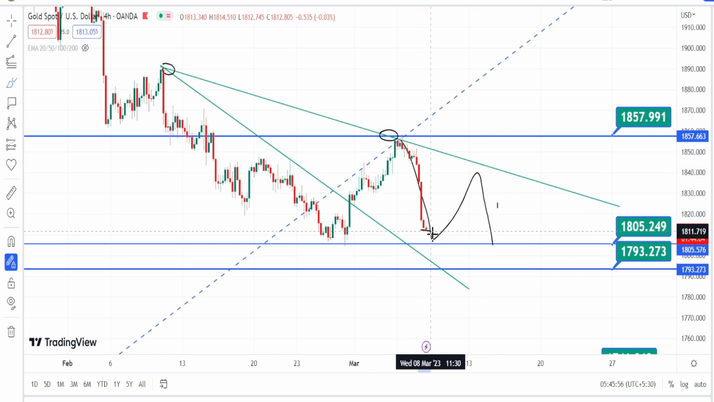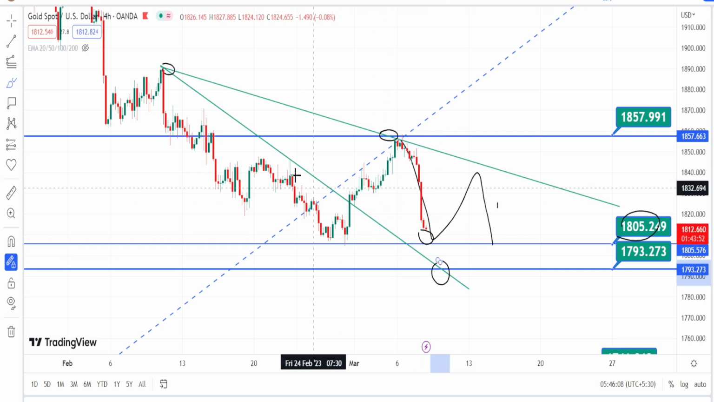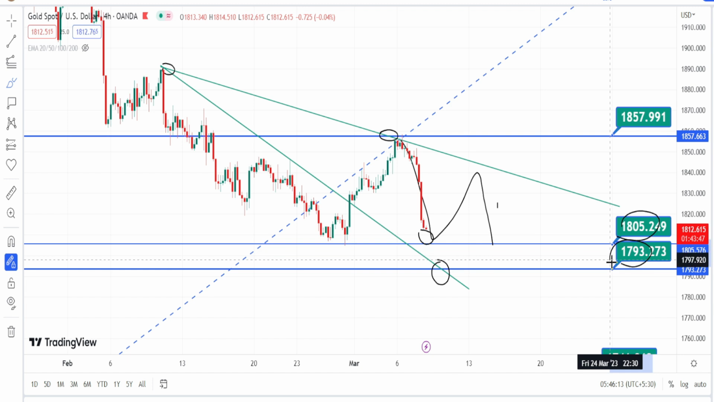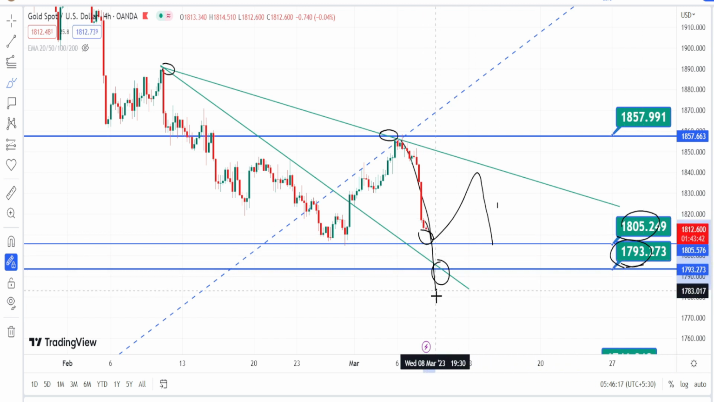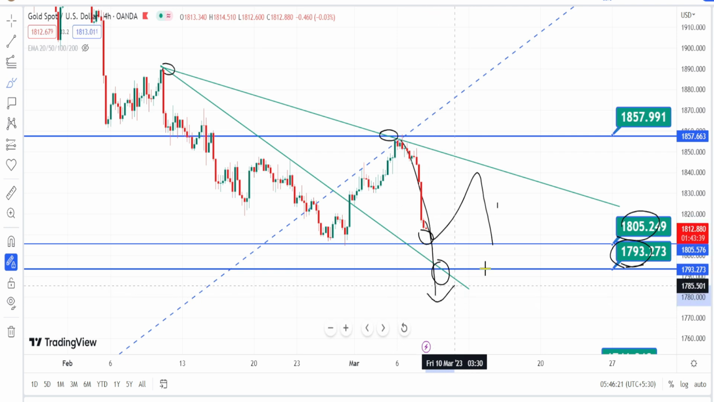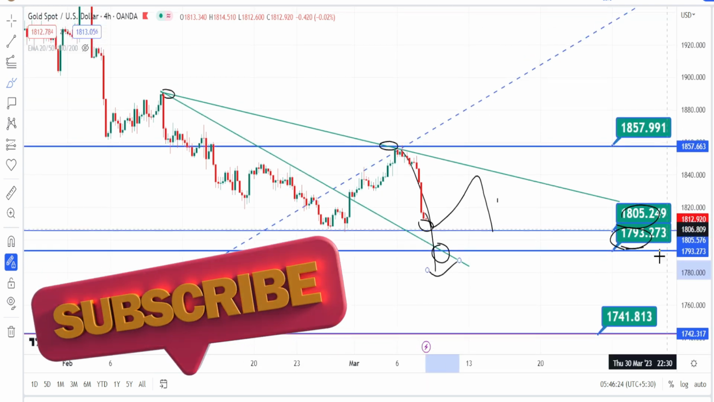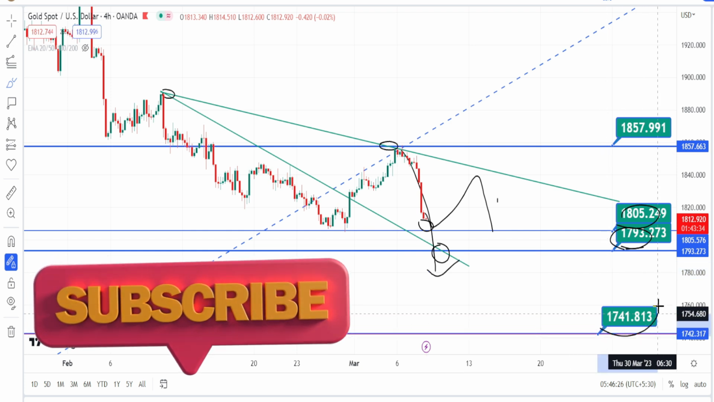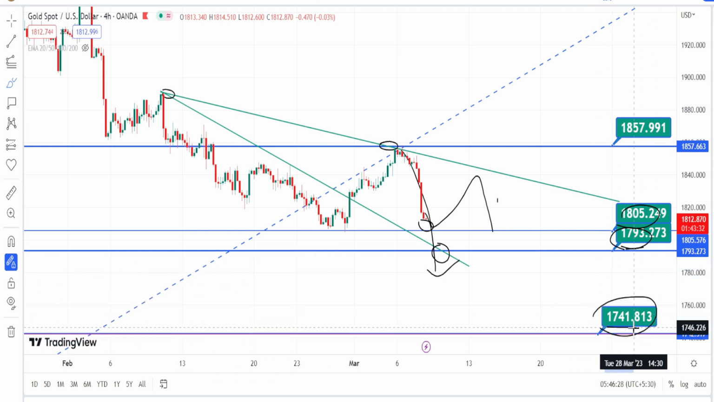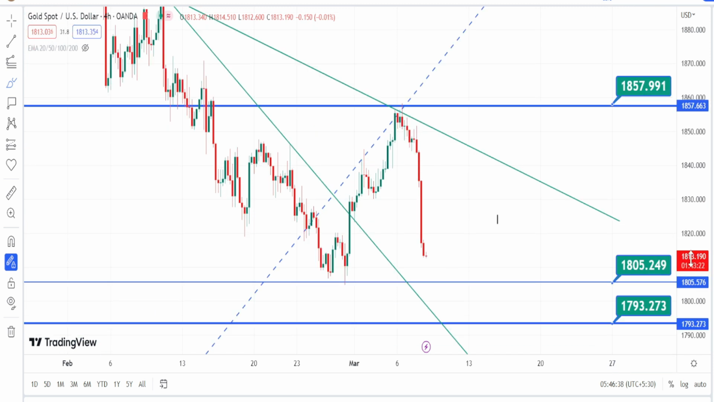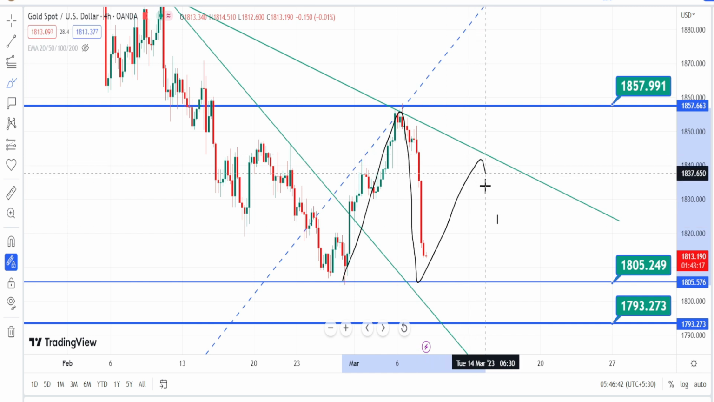And if the price action breaks this support level of 1805 from the daily time frame, next level of support is going to be the trend line from the past price action and also the support level from the daily time frame, which is around 1793. Once the price action breaks this support level of 1793, we can expect a very steep fall in 4 hours time frame also. And next level of support from the daily time frame is going to be around 1741. So for now, in 4 hours time frame also, the current trend is looking very bearish.